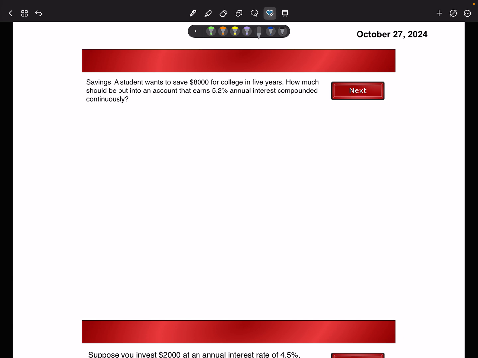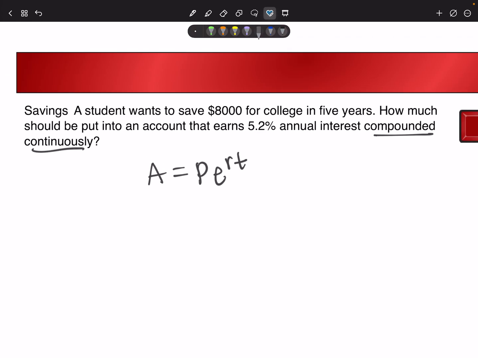You should have seen "compounded continuously" and immediately written down A equals P times e raised to the rt power. Now, if you want to save $8,000 for college in 5 years, we know that time is equal to 5 years. I'm not sure what that 8,000 is. It doesn't sound like that's what I'm initially depositing. It looks like that's what they're asking us to find. How much should we put into the account? So I'm going to hold on that.